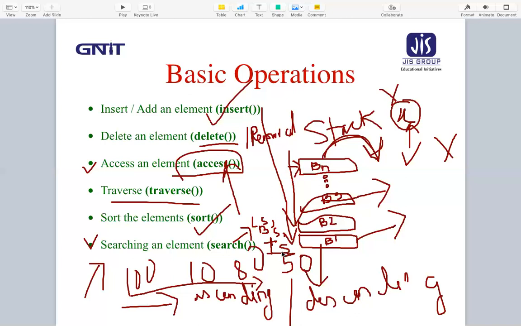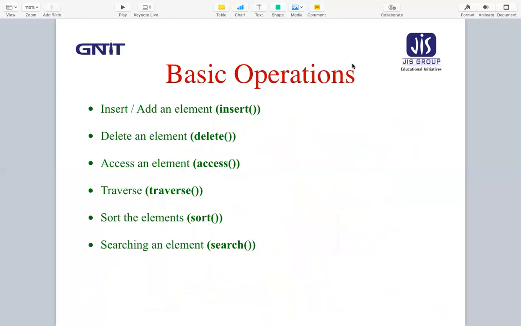So these are the six logical operations. When we talked about data structure, we said we will be concerned about two things. One, how the data will be stored, and the other, what the logical operations will be. So these are the logical operations which will be present here.